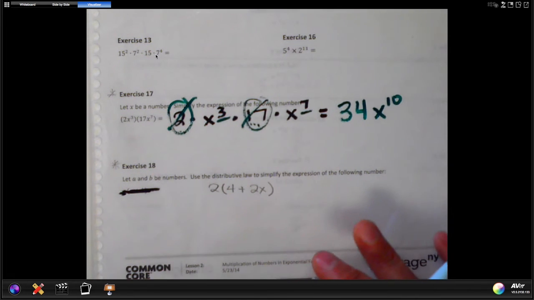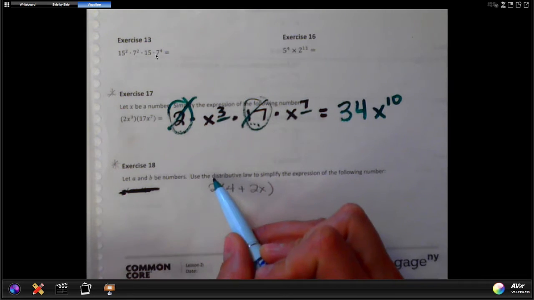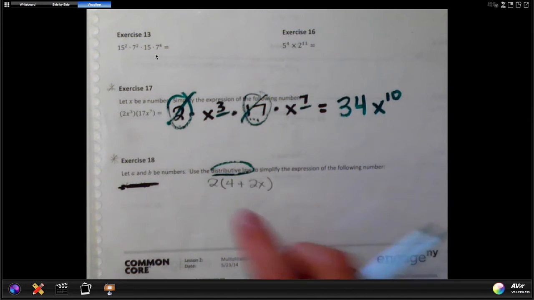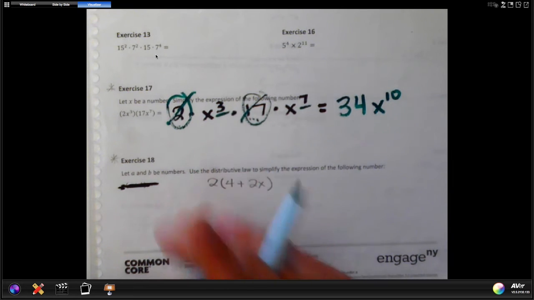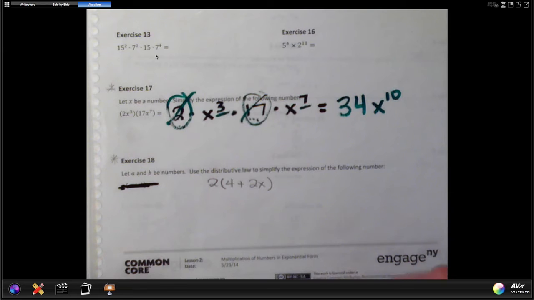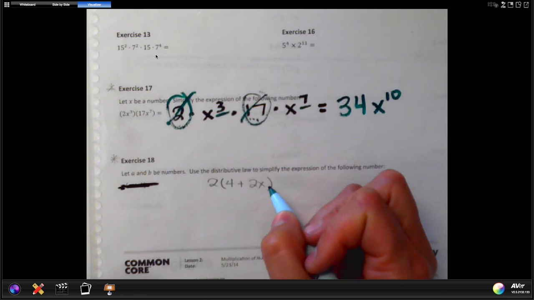Okay, the last really thing we're going to talk about in this lesson is what to do with distribution. So we're going to use the distributive law or the distributive property to answer the next questions. So I want us to go ahead and change your example to look like this, 2 times 4 plus 2x. So what we do when we distribute is we are really distributing the one on the outside of the parentheses to everything on the inside.